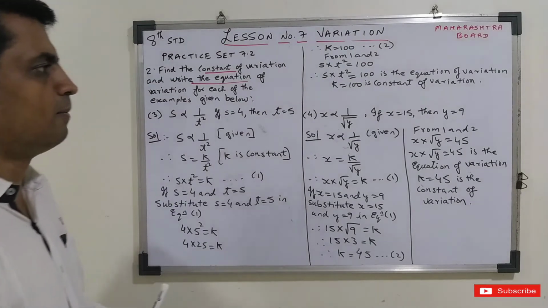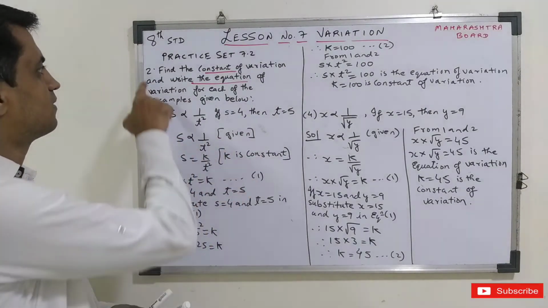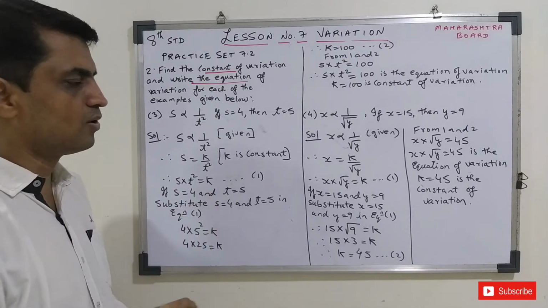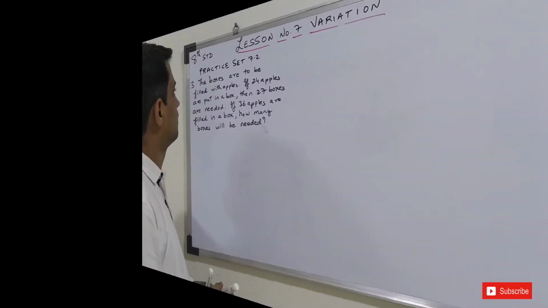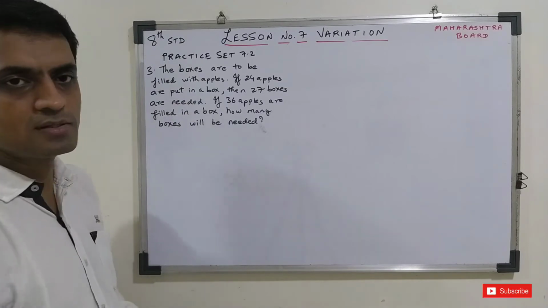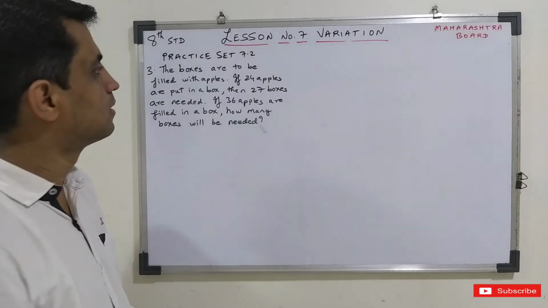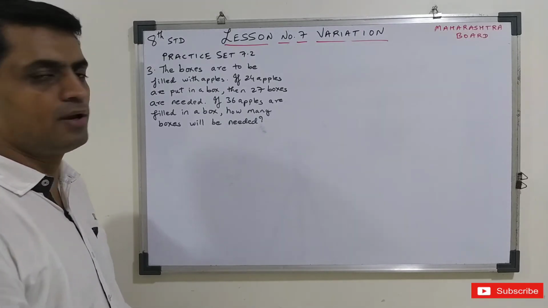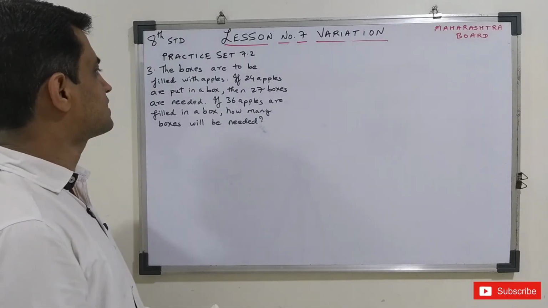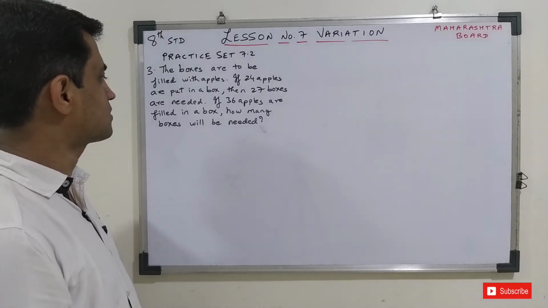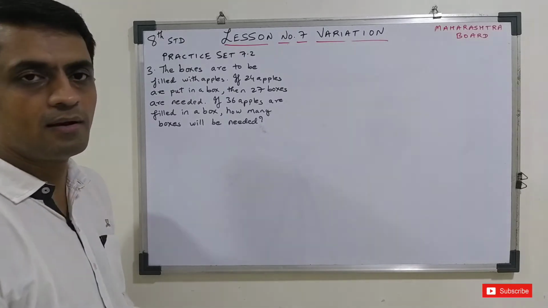So students, we have completed the four sums of this second question. This way you have to do it. Third sum, students: the boxes are to be filled with apples. If 24 apples are put in a box, then 27 boxes are needed. If 36 apples are filled in the box, how many boxes will be needed?